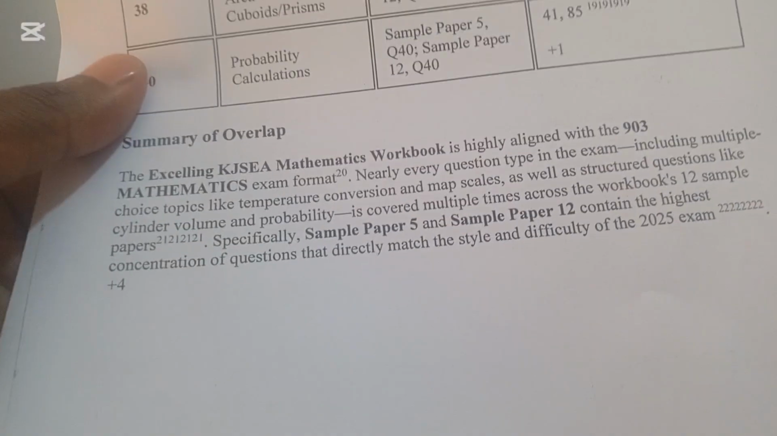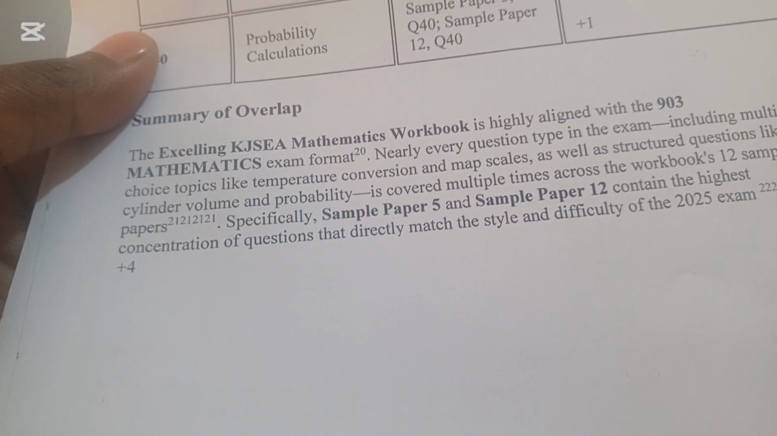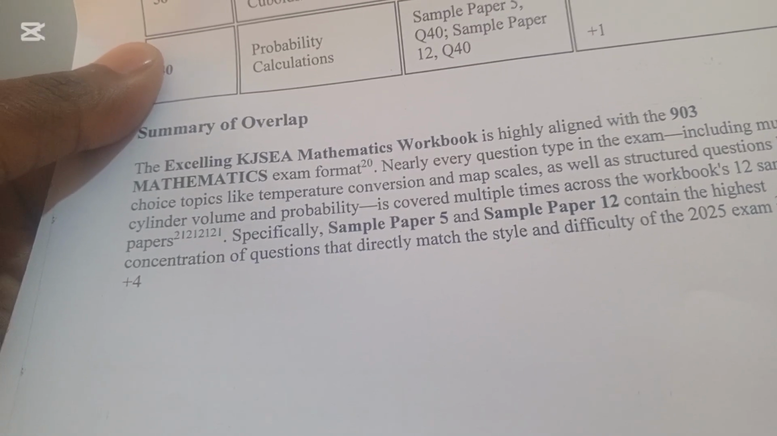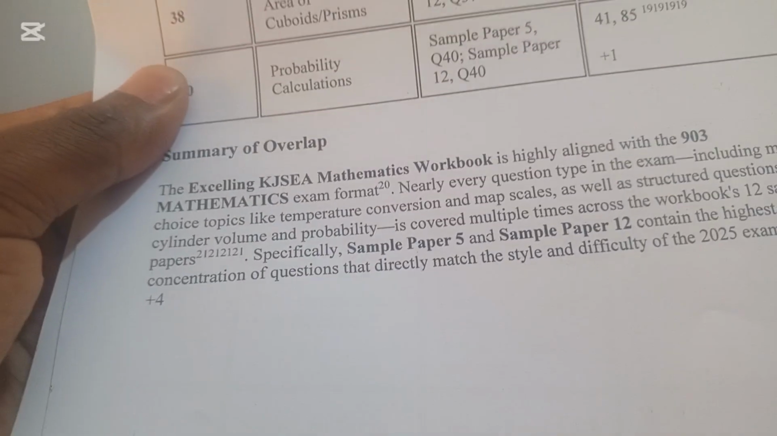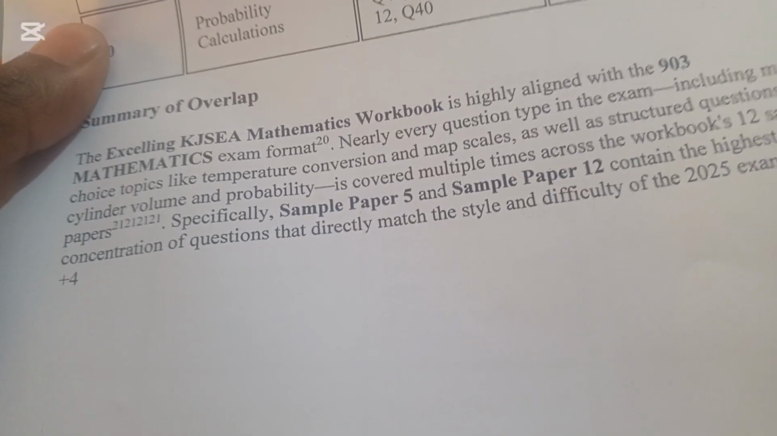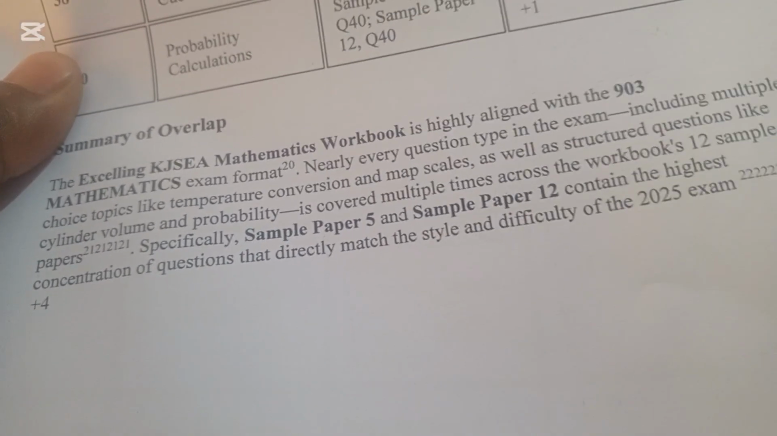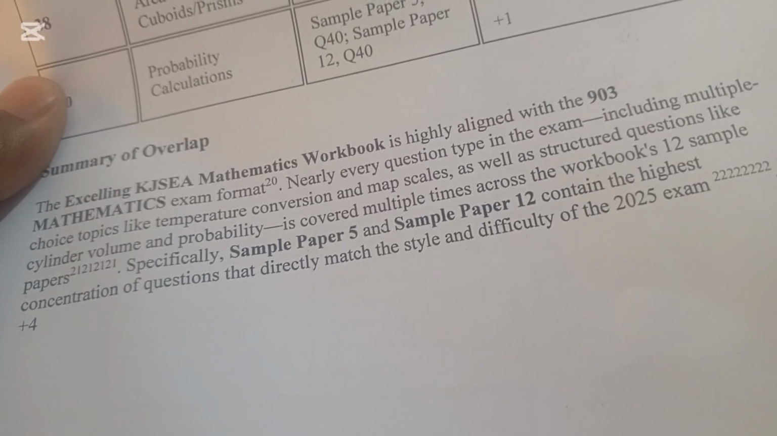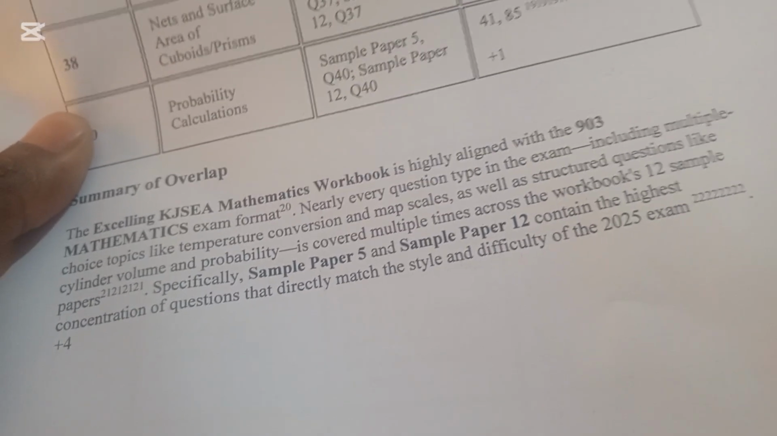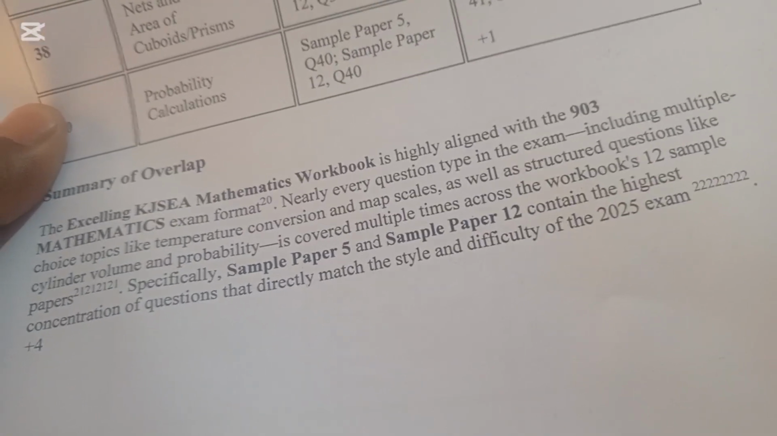Listen. The Excelling KJSEA Mathematics Workbook is highly aligned with the 903 Mathematics exam format. 903 is the exam code for KJSEA Mathematics. Nearly every question type in the exam, including multiple choice topics like temperature conversion, map scales, as well as structural questions like cylinder volume and probability, is covered multiple times across the workbook's 12 sample papers. Yes, my book has 12 sample papers.